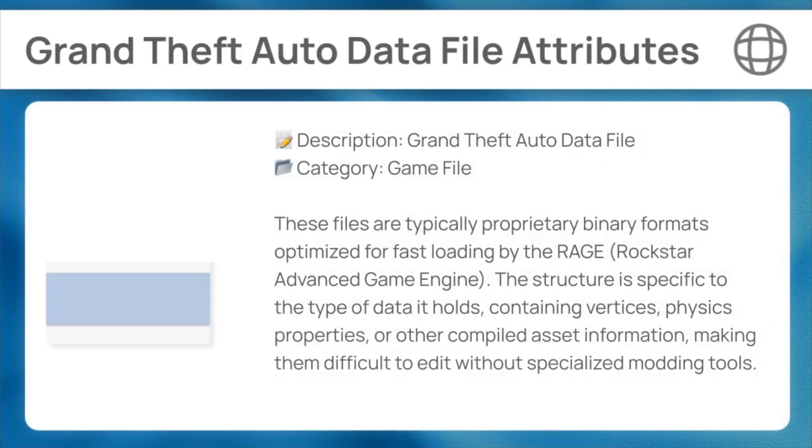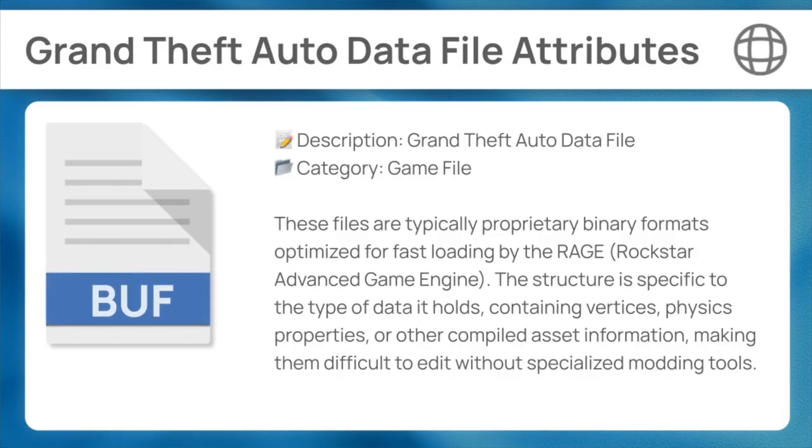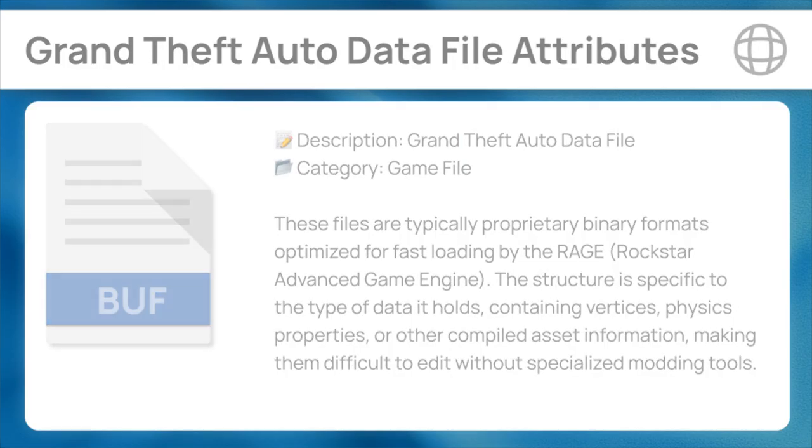These files are typically proprietary binary formats optimized for fast loading by the RAGE, Rockstar Advanced Game Engine. The structure is specific to the type of data it holds, containing vertices, physics properties, or other compiled asset information, making them difficult to edit without specialized modding tools.